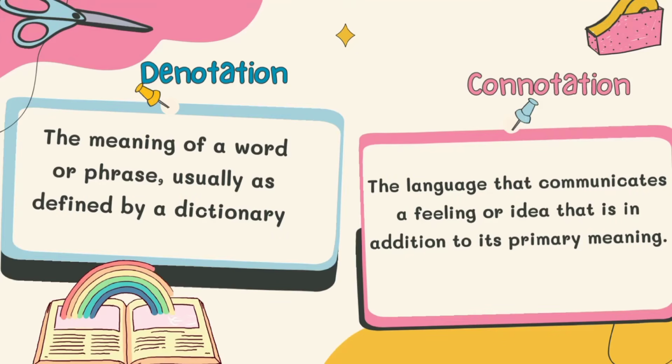Now, before we can get into negative and positive connotative meanings, we have to start with the denotative versus connotative definitions. So the denotative meaning of the word actually means its literal dictionary definition. So if you went to a dictionary and you looked it up, you would find the definition of that word there. However, with the connotative meaning of the word, you are talking about the language that communicates a feeling or idea that is in addition to its primary meaning. So let me give you an example.